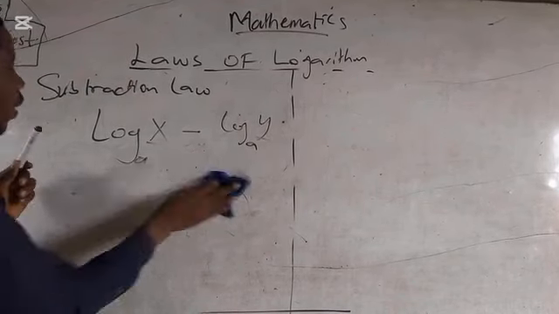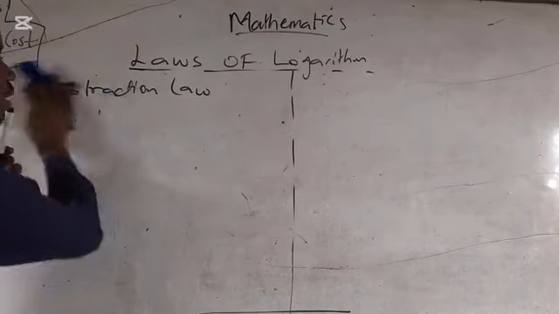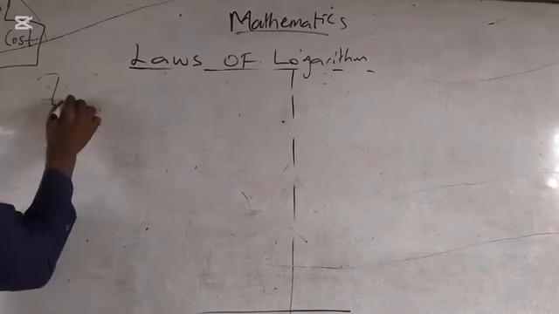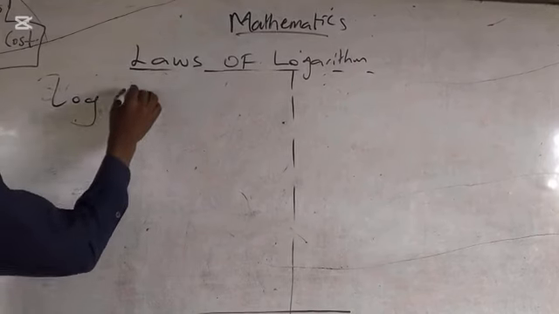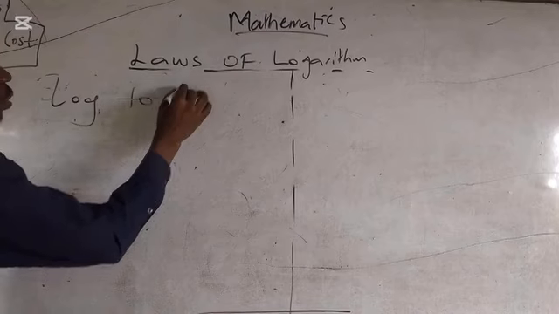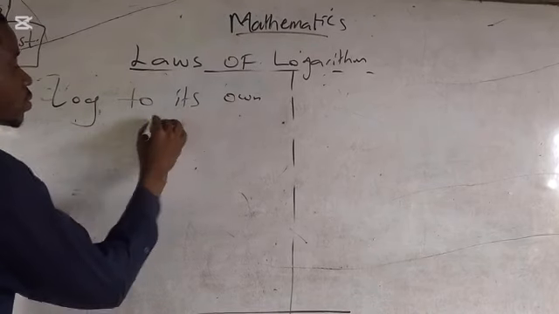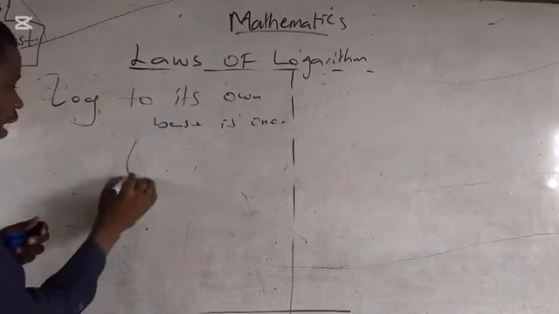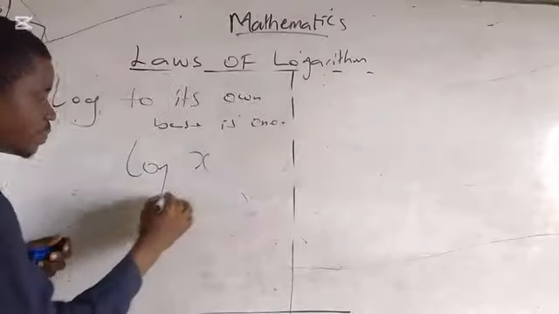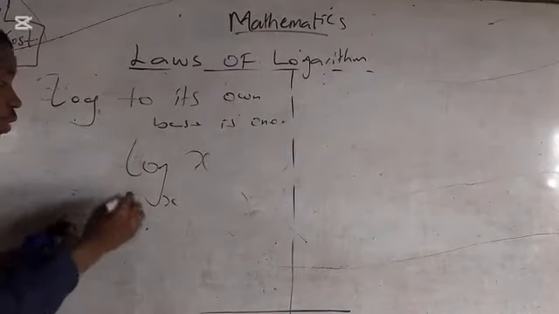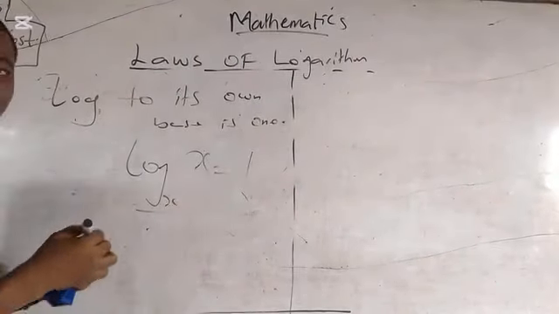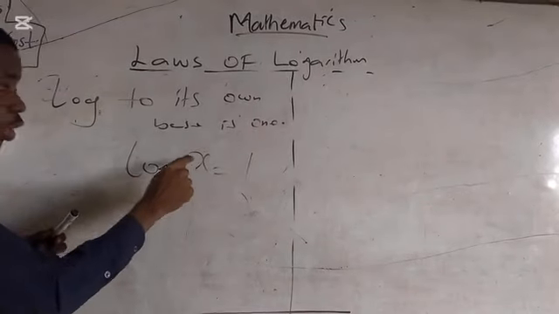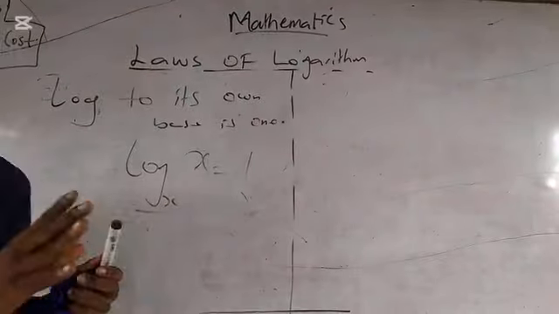Okay, another law is logarithm to its own base is 1. Take note, another law is logarithm to its own base is equal to 1. What does that mean? If you have a log like this, log x base x, according to this law, everything here is equal to 1. So long as it is to its own base, log x base x, logarithm to its own base is equal to 1.